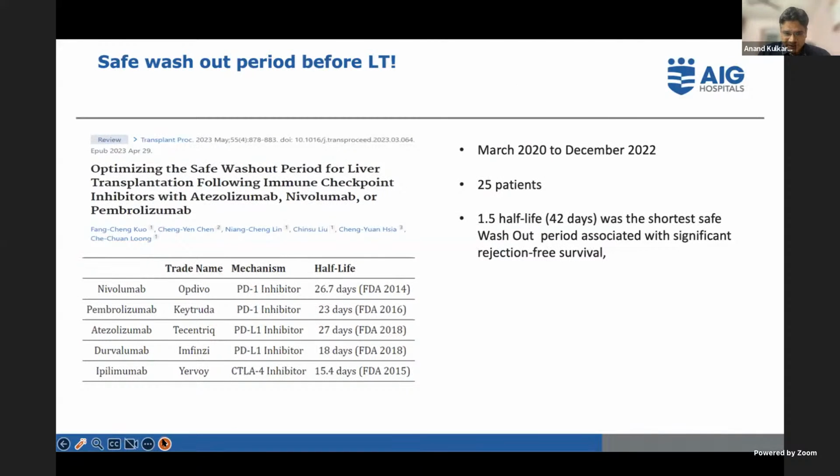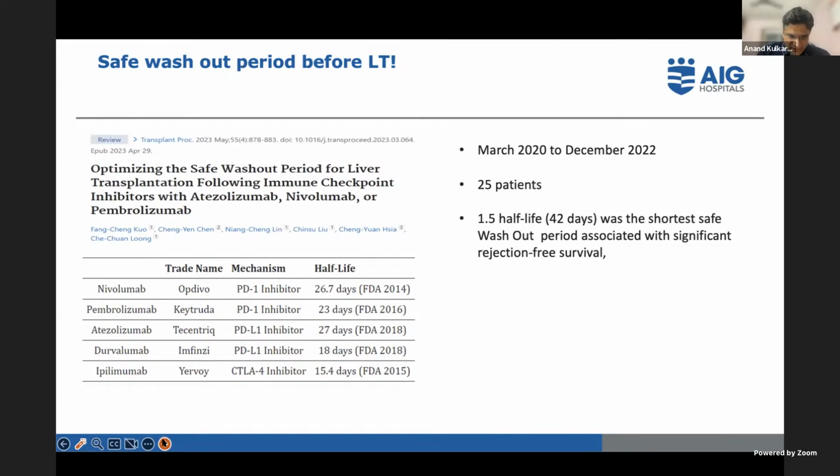The safe washout period is one major issue with all these drugs which we use. Basically, what happens when we do transplant is that the risk of recurrence is high. The recurrence is because of extrahepatic mets or vascular invasion, where the tumor comes back to the liver and develops in the de novo liver, which is a major issue because all these patients are on immunosuppression and the risk of recurrence increases post-transplant. So optimizing the safe washout period is most important for these patients.